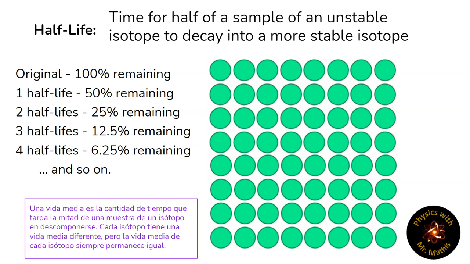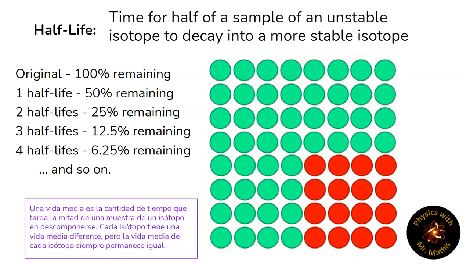Our last concept is half-lives. A half-life is the time that it takes for half of a sample of an unstable isotope to decay into a more stable isotope. Every different isotope has its own half-life that's constant for that isotope, but it's different for each one.